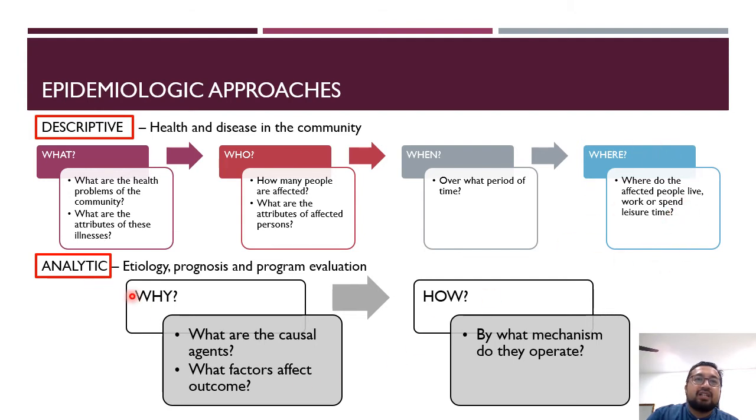Okay. Manakala analytic, etiology, prognosis and program evaluation, ada ni. Why? What are the causal agent? What factors affect outcome? Daripada ni baru kita boleh develop hypothesis. Kan? Dan macam mana benda ni ataupun agent ni boleh menyebabkan disease tersebut. But what mechanism do they operate? Okay.